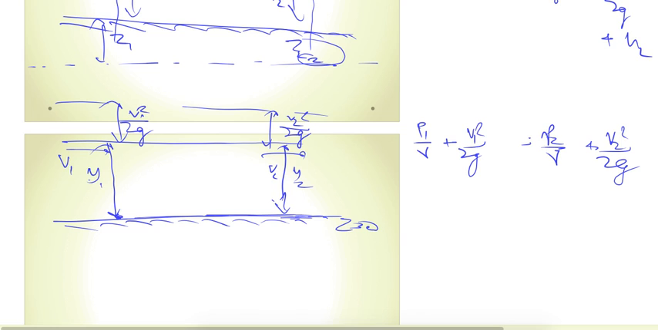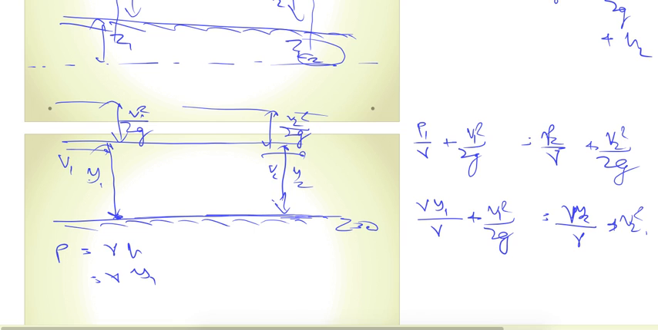Here, if we consider the bottommost point of the channel, P will be gamma into y1, because the distribution we are assuming is hydrostatic, so P is equal to gamma h, gamma y1. So gamma y1 upon gamma plus V1 square upon 2g is equal to gamma y2 upon gamma plus V2 square upon 2g. So from here we find y1 plus V1 square upon 2g equals y2 plus V2 square upon 2g.